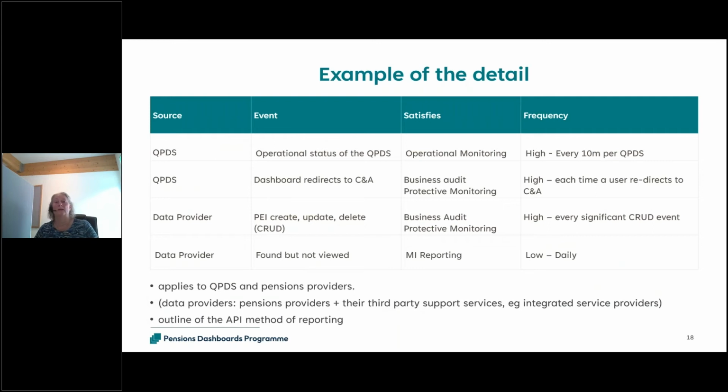So on this slide is an example of a few of the pieces of detail. But in essence, we're naming the source. Who does this apply to? Who needs to provide this information? The event. What information is it that triggers the need to send it? And what does it relate to? Which area does it satisfy the need? And what is the frequency? We're also looking at the method. So most of it will be the outline of the API method to be called for you to push data to.